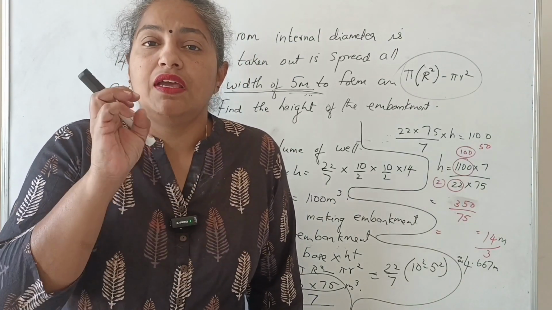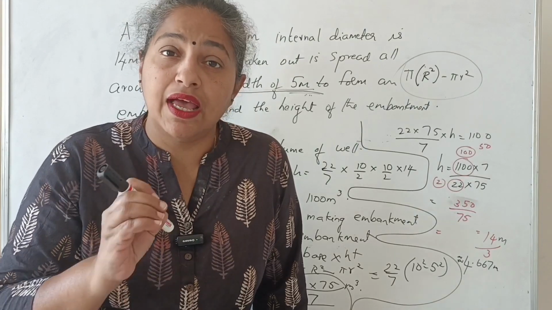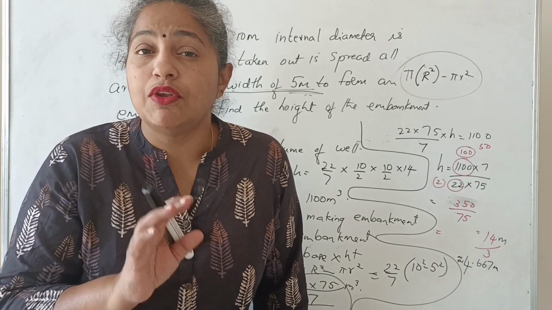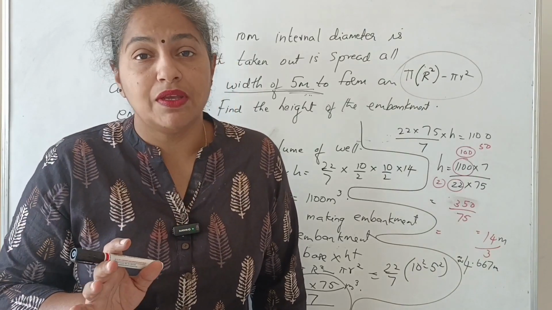So always understand that a well is in the shape of a cylinder and the embankment is like a hollow cylinder. Please keep that in mind whenever you get a sum related to this. Okay.